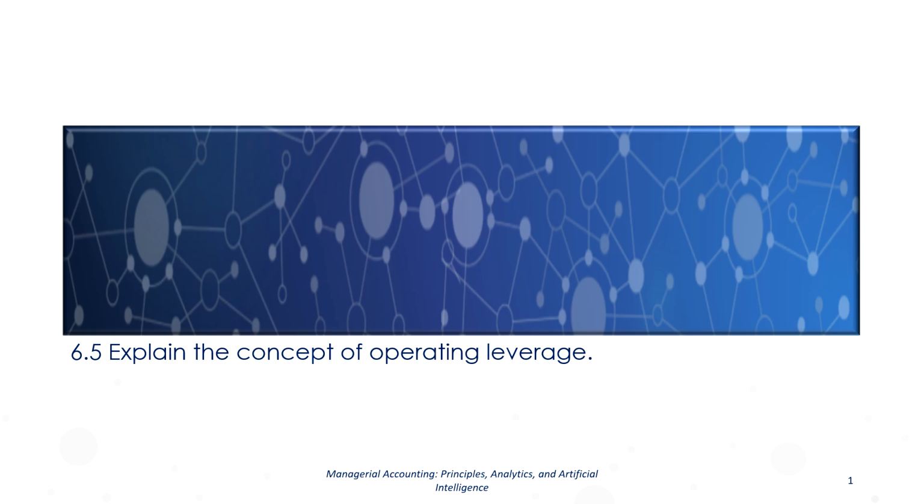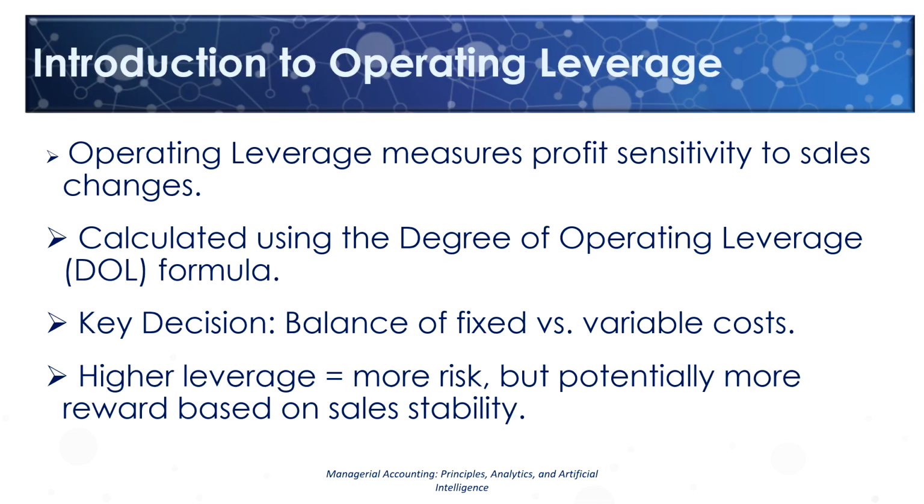Now we move into Learning Objective 6.5 and explain the concept of operating leverage. Operating leverage measures how sensitive profit is to changes in sales volume. If a company has high fixed costs and low variable costs, profit changes rapidly with sales. This creates higher profit potential, but also higher risk.